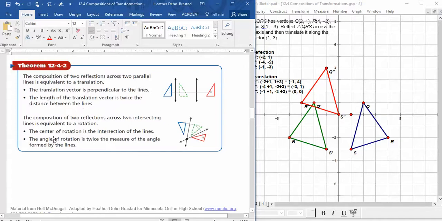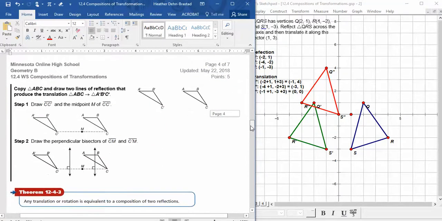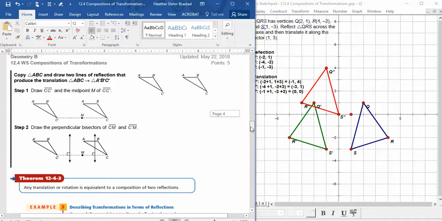Here's another interesting thing. The composition of 2 reflections across 2 intersecting lines is the same exact thing as a rotation. The center of the rotation would be that intersection, and the angle of rotation is twice the measure of the angle formed by the lines. So you could do a lot more with composition of functions, and you may in your future in a more advanced geometry class. We're not going to do a ton more work with them. So any translation or rotation is equivalent to a composition of 2 reflections. This is interesting. You could recreate any translation or any rotation with 2 reflections.